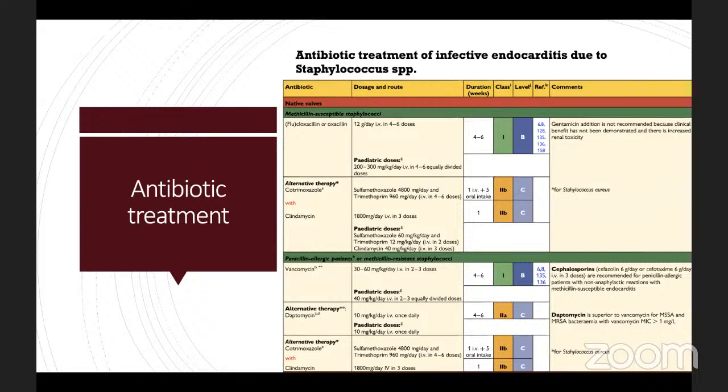Antibiotics for Staphylococcus aureus. For native valve, methicillin susceptible staphylococci, start with cloxacillin or oxacillin, or alternative therapy like cotrimoxazole with clindamycin. If the patient has penicillin allergy or methicillin resistant staphylococci, vancomycin and/or daptomycin and/or cotrimoxazole with clindamycin.